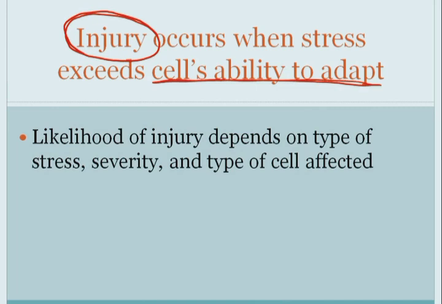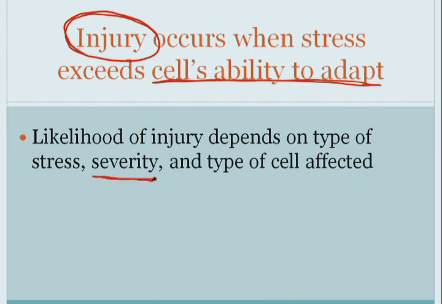Well, actually, there's three major factors. The first is the type of stress. So, for example, if an organ were to become inflamed, it's much more likely that the inflammation would result in a growth adaptation than perhaps injury. The severity of the stress is also important.